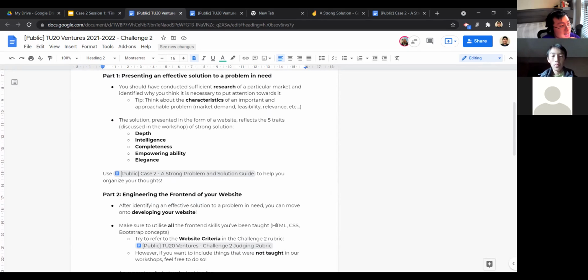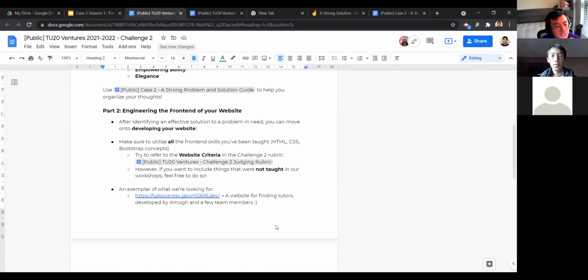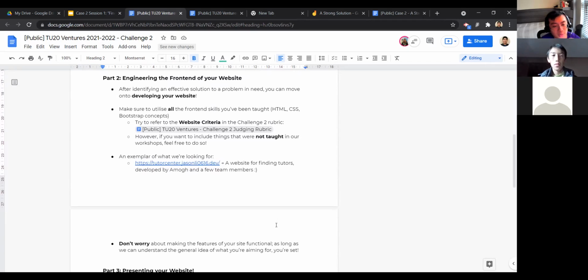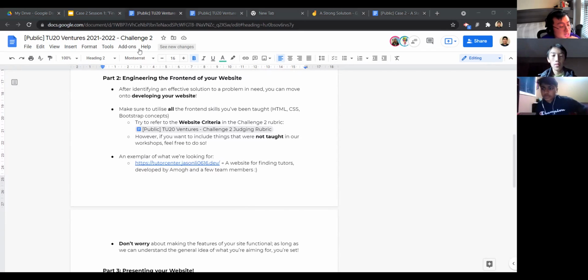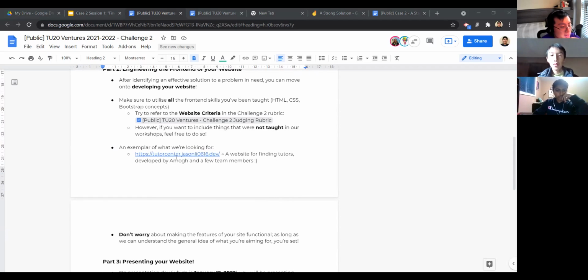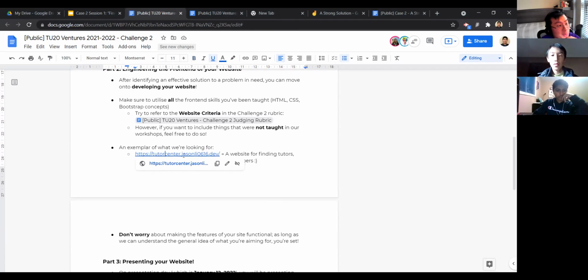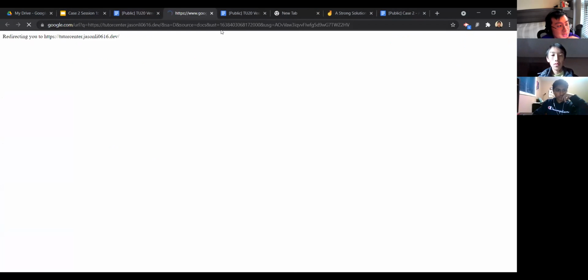And once you get that out of the way, then the second part of the challenge will be to develop your website. This is probably what you guys are more excited for, right? To really get your hands on developing a website. So basically, the next week and the week after that, we'll be teaching you all of the front-end skills that you need to start creating your own website. We also provided an example, a rubric in a document up there, and what Amog is highlighting right here is a website that he developed with a team at a hackathon.